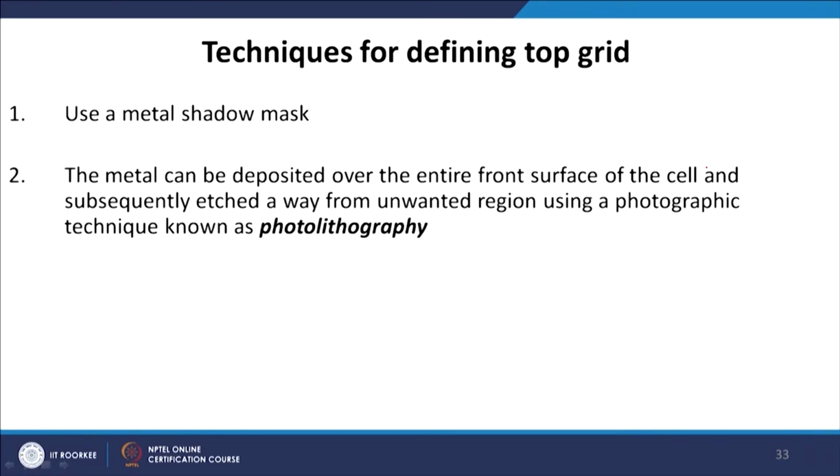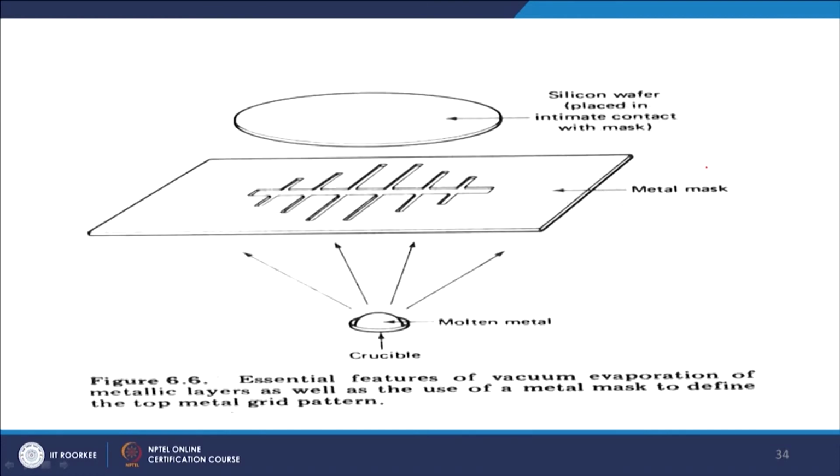Usually we use a shadow mask or metal shadow mask to make this grid. The metal can be deposited over the entire front surface of the cell and subsequently etched away from unwanted regions using a photographic technique called photolithography. So, here we are showing a metal mask and we have this molten metal which is kept in a crucible. When we heat at high temperature, what will happen? Let us say it is an aluminum metal, it will start vaporizing and the atoms of the metal will go and start depositing depending upon the openings which are described by the mask.